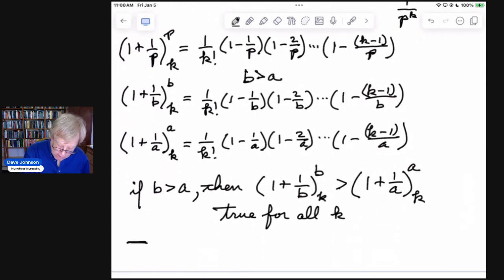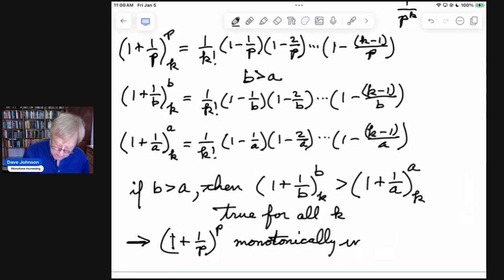Therefore, 1 plus 1 over p raised to the p is monotonically increasing. Monotonically increasing. Because when you increase the size of your p, the expression gets bigger.